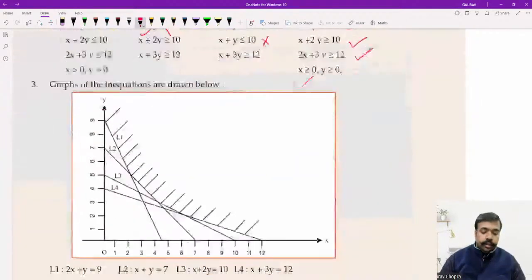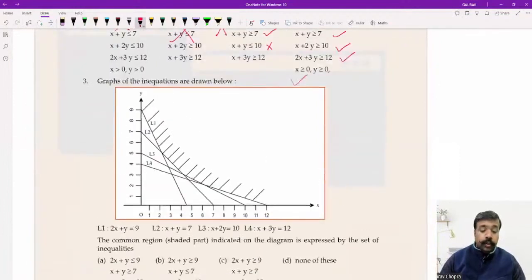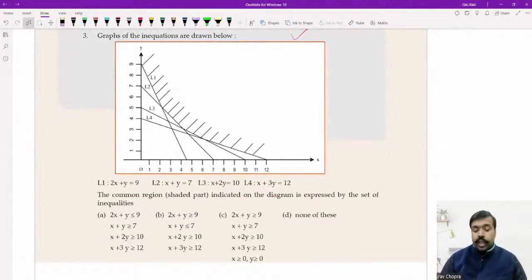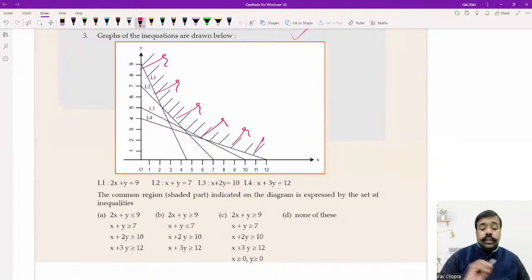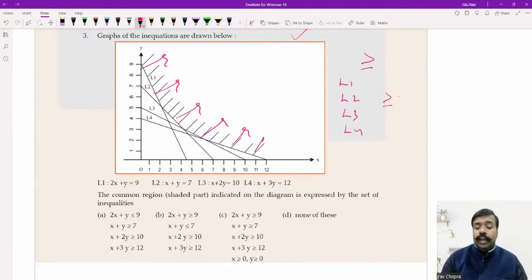All right. Now, in question number 3, you can clearly see all the lines are marking outside, that is away from origin. So since it is away from origin, we can clearly see that it will be having the more than equal to sign. It will be having the more than equal to sign for all the lines, whether it is L1, L2, L3 or L4. So we have to select greater than sign for all of them.